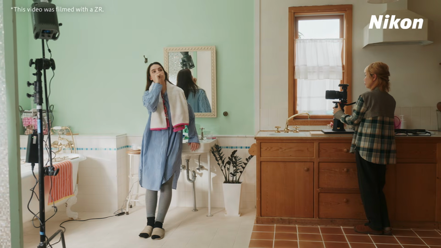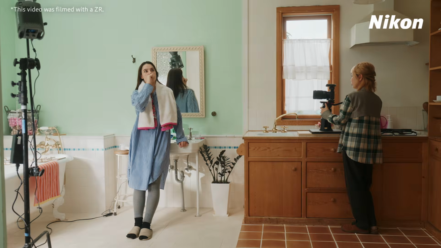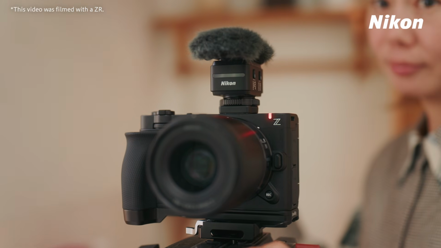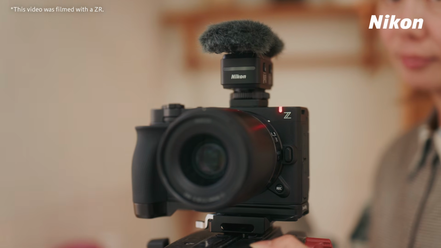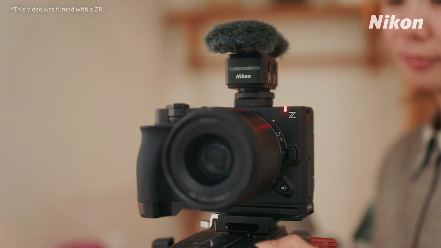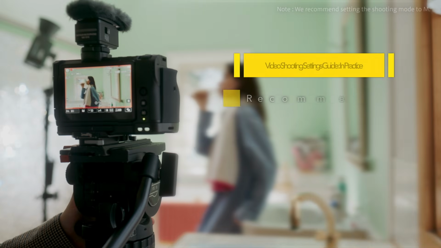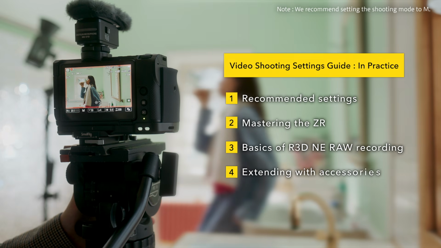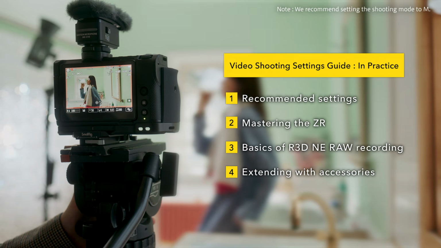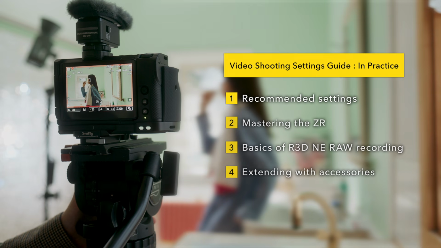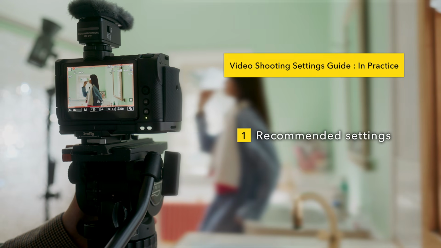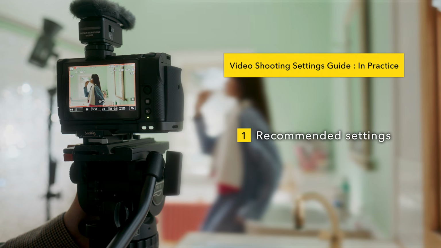The Nikon ZR compact cinema camera is perfect for many different video production scenarios, from daily vlog recording to professional cinematic work. This video introduces the setup and essential settings for creating videos with the ZR, including R3D NE RAW video shooting. First, let's introduce our recommended settings.